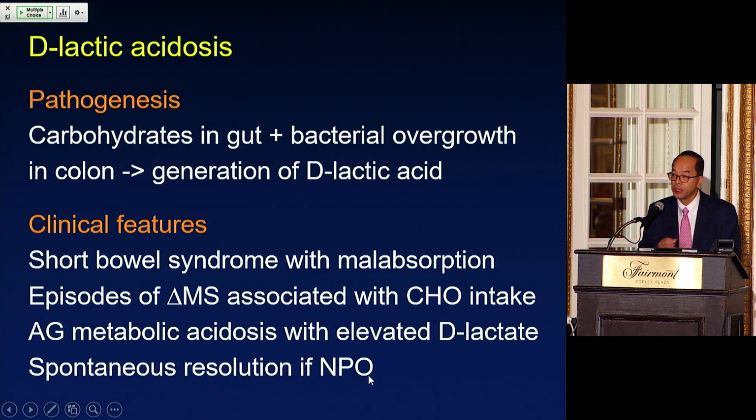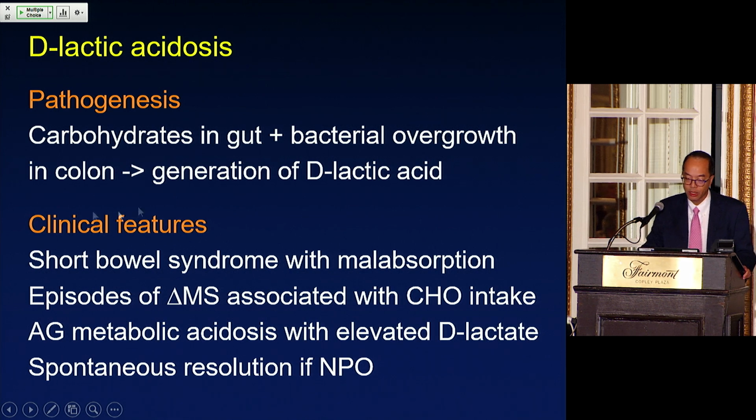D-lactic acidosis is in the differential for an anion gap metabolic acidosis and can sometimes be unsuspected. So the pathogenesis of this is as follows. Our bodies generate L-lactate, so D-lactic acidosis is not something that our own bodies generate or mammals generate. This is generated only by bacteria, and it's generated from carbohydrates. So this happens when carbohydrates that are usually in the early part of the gut gain access to the colon and stimulate bacterial overgrowth and metabolism of those carbs to D-lactic acidosis.